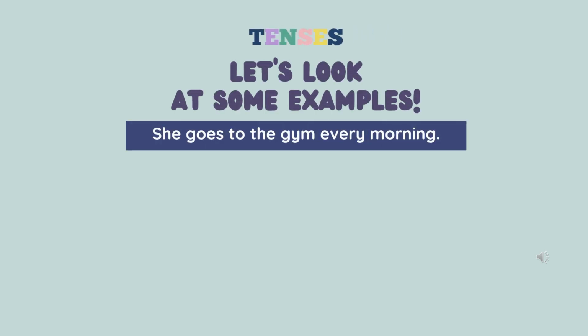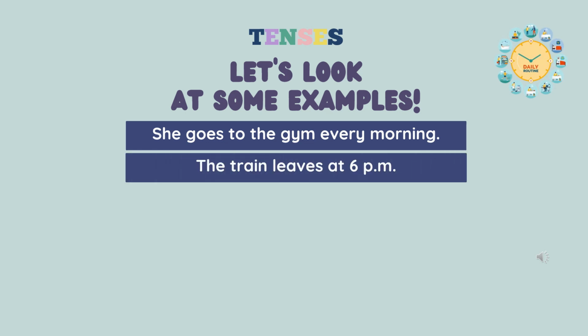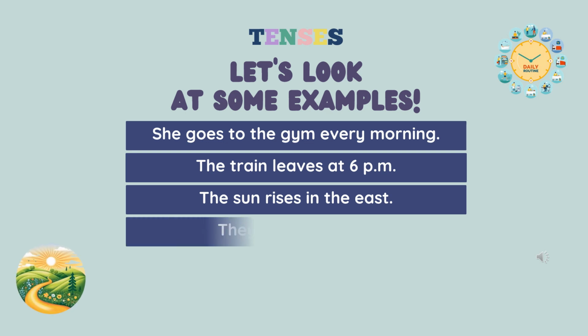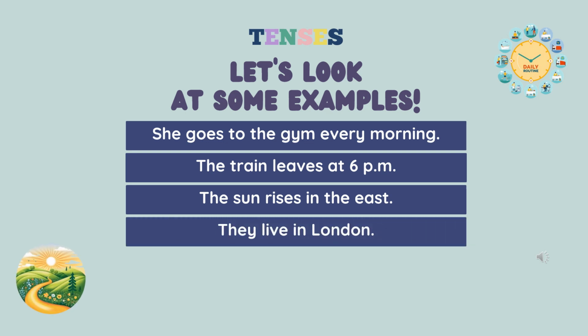Let's see some real-life examples. These all use the simple present tense. She goes to the gym every morning. That's a daily routine, a habit. The train leaves at 6 p.m., that's a fixed schedule. The sun rises in the east. That's a universal fact. They live in London. That's a general truth about their life.